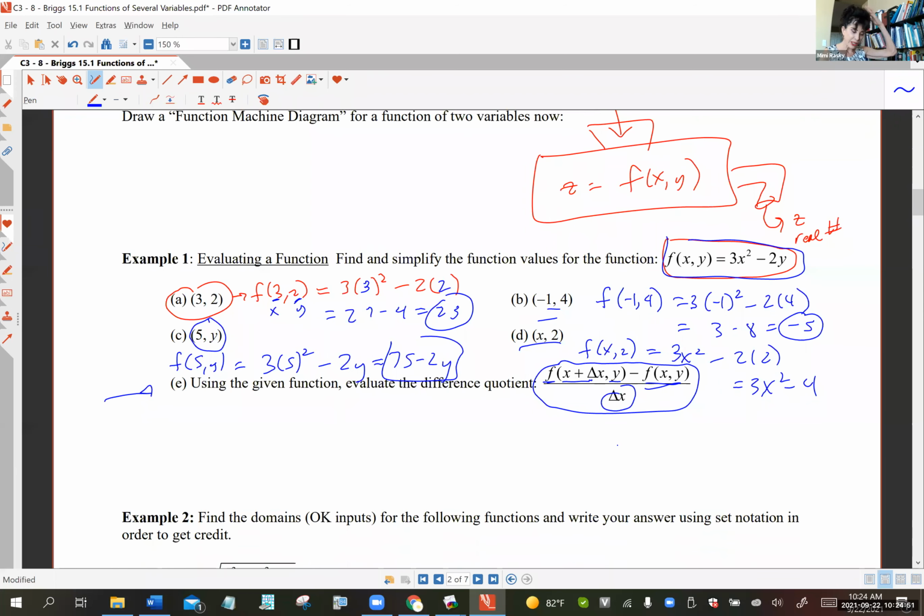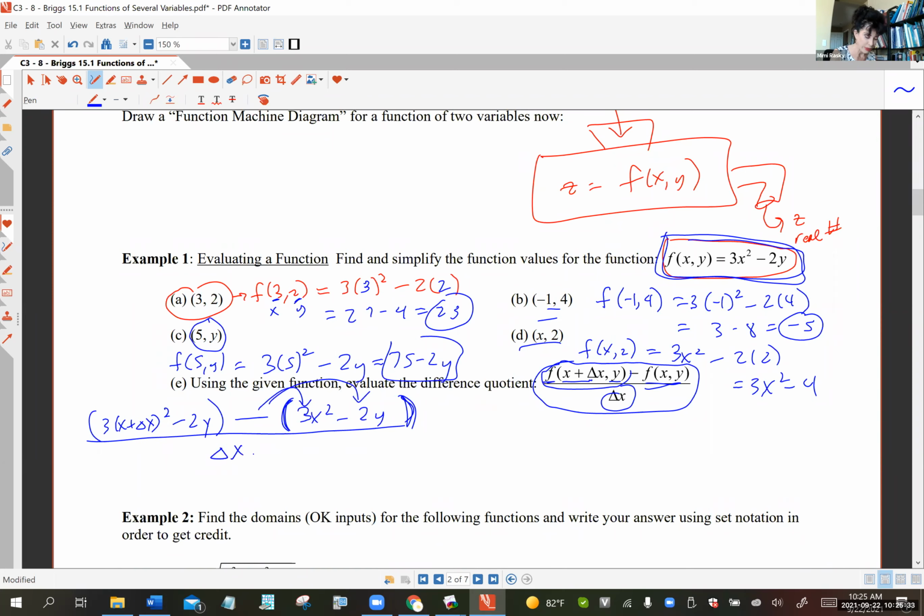Okay, so I'm going to do this somewhat slowly. So here's the deal. We're still dealing with the function they gave us, 3x² − 2y. If we evaluate the function at (x + Δx, y), we're going to substitute x + Δx in place of x, and we'll leave y just y. So there's the function evaluated at (x + Δx, y). And then we're going to subtract f(x, y). Well, they gave us f(x, y). That's just 3x² − 2y. And the parentheses here matter because we are going to have to distribute the negative in about 2 seconds. And then this whole thing is all over the denominator Δx.